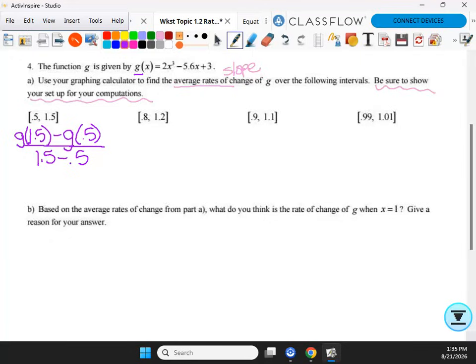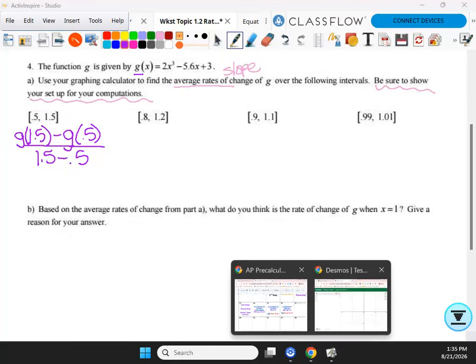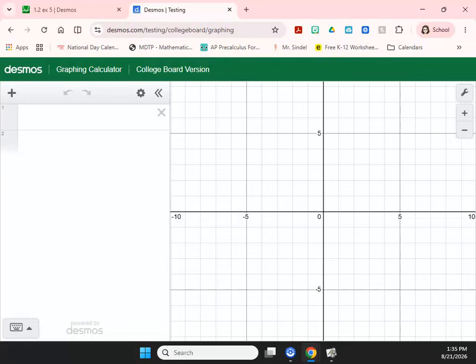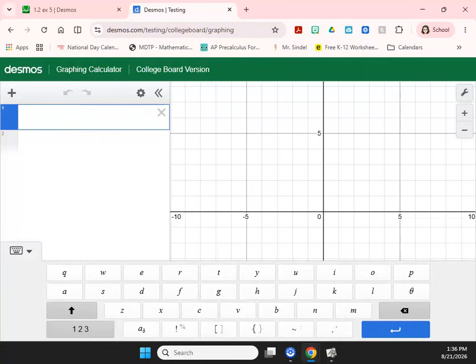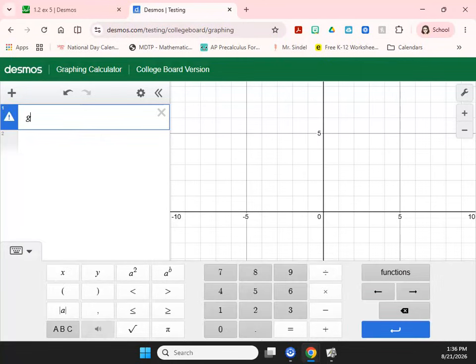So now we go to Desmos, and you can use your actual keyboard. I have to use this digital one and it takes me forever. You're going to type in that G of X, including the G of X, all right? So G of X equals, and then just type in that equation that they gave you.